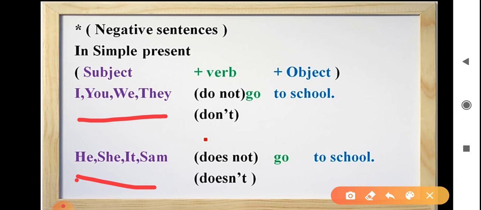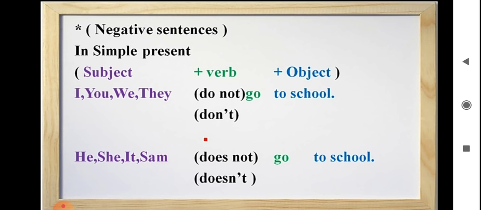I, you, we, they are plural subjects. That's why do not is used. He, she, it, Sam are singular subjects. That's why does not is used.